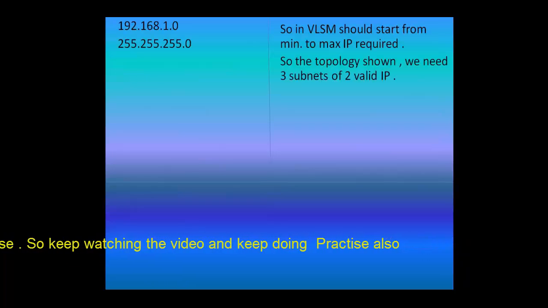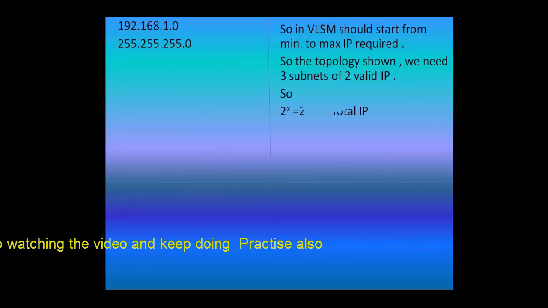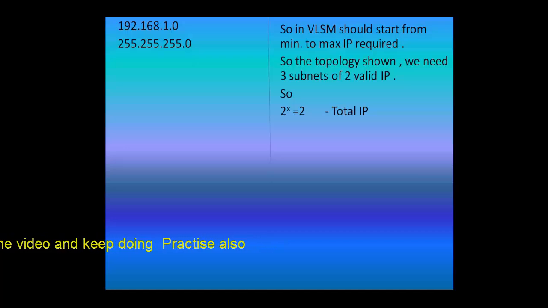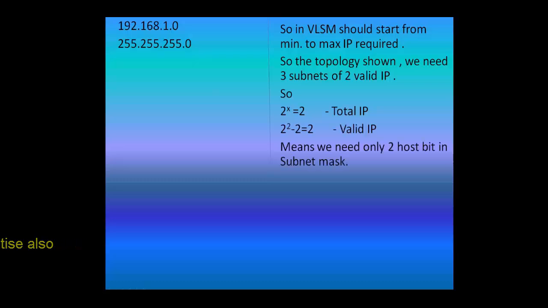Come to this. In VLSM, start from minimum to maximum, as I already explained. So in the topology shown, we need 3 subnets of 2 valid IPs. There should be only 2 valid IPs. So remember the formula: total IP, 2 raised to power x, should be equal to 2.